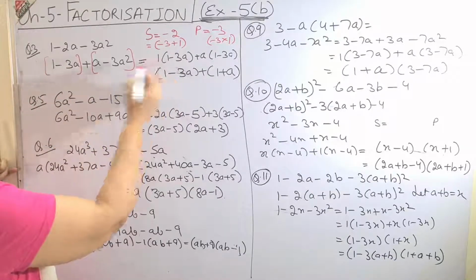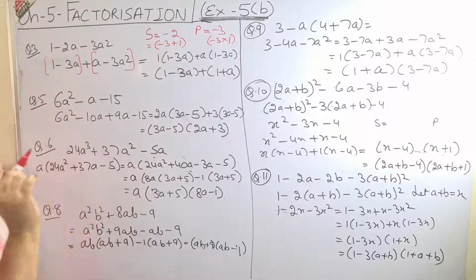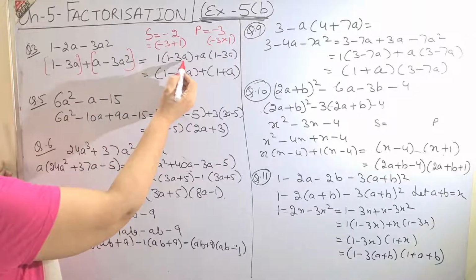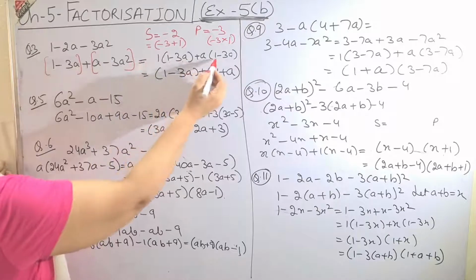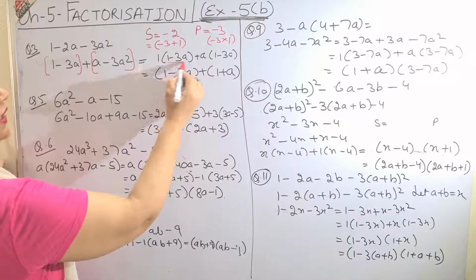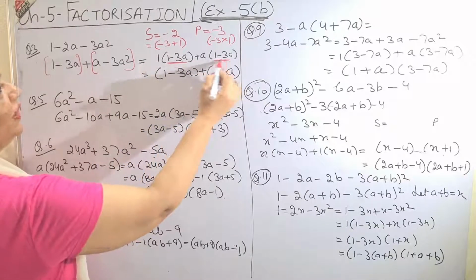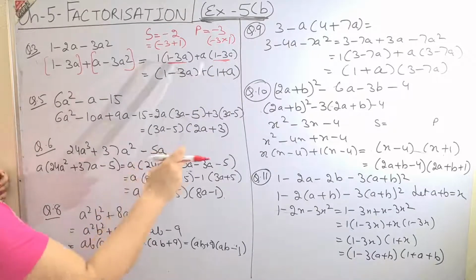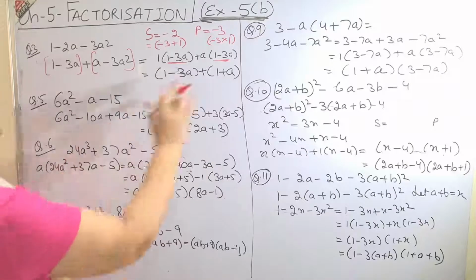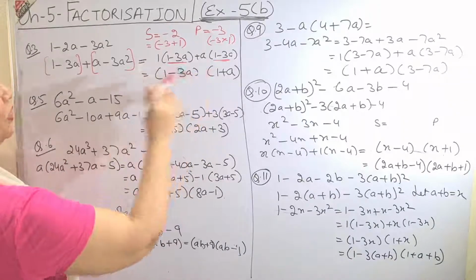For example, in the first 2 there is nothing common, so I will take 1 minus 3a. In the second 2, meaning third and fourth, a is common. I again got 1 minus 3a. And children, this factor will tell me whether I am doing the sum right or wrong. If the factor is same, then I am doing it right. If it is not same, that means I am wrong somewhere.